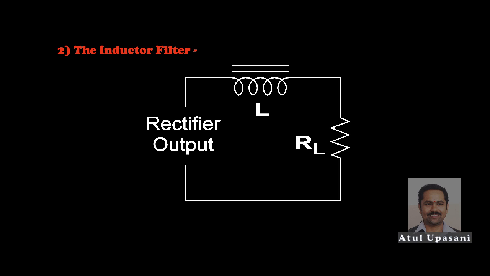The drawback of this filter circuit is that inductors are costly and they are bulky. So this was about the inductor. What is actually happening here is that the AC voltage is blocked, whereas in the capacitor filter it was bypassed towards ground through the capacitor. Here AC is blocked.